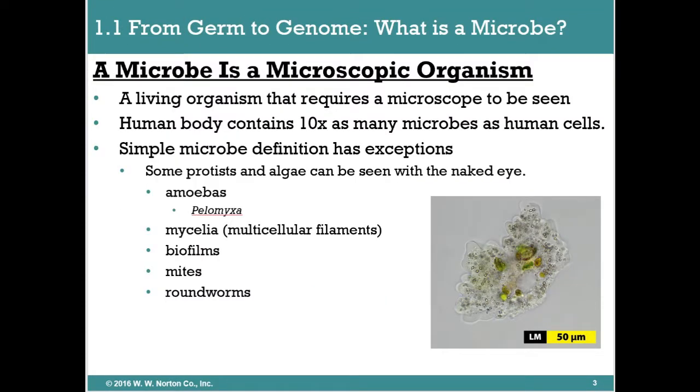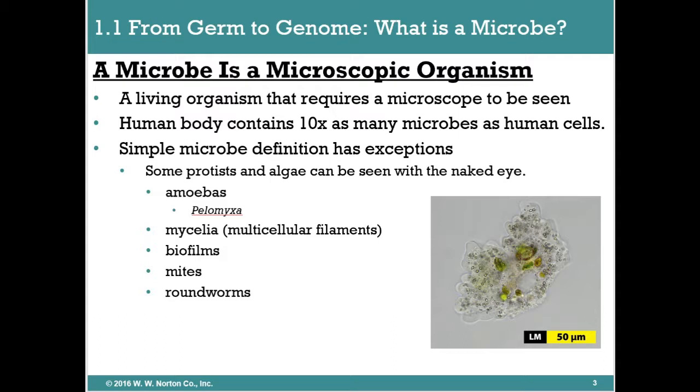So, what is a microbe? A microbe is generally defined as a living organism that requires a microscope to be seen. So, generally speaking, if you can see it with your naked eye, it is not considered a microbe. But there are some, of course, exceptions to every rule. So there are some protists and algae you can see with the naked eye, such as an amoeba.